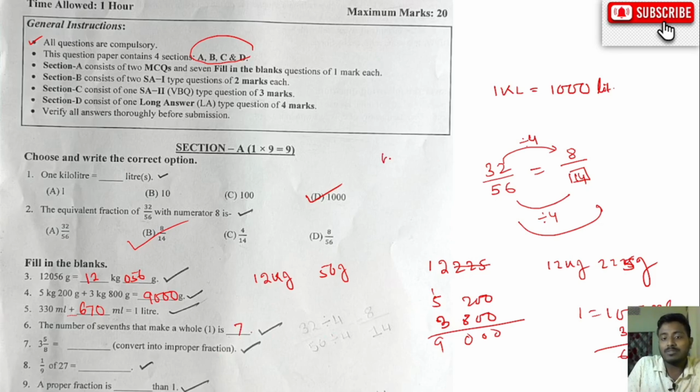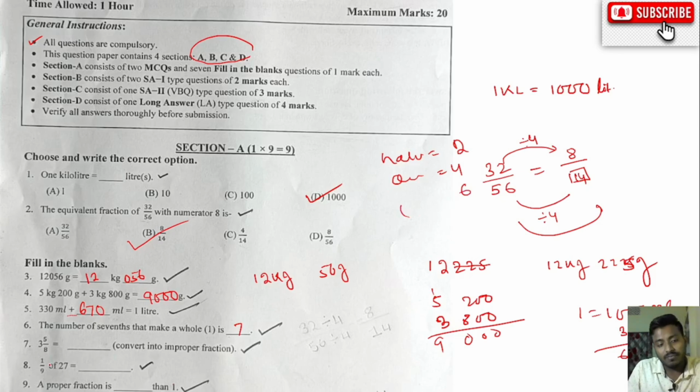Next question, the number of sevenths that makes a whole, that is 7. Also remember, how many halves make a whole, that is 2. How many quarters, that is 4. How many sixths make a whole, that is 6. Okay, in this way.